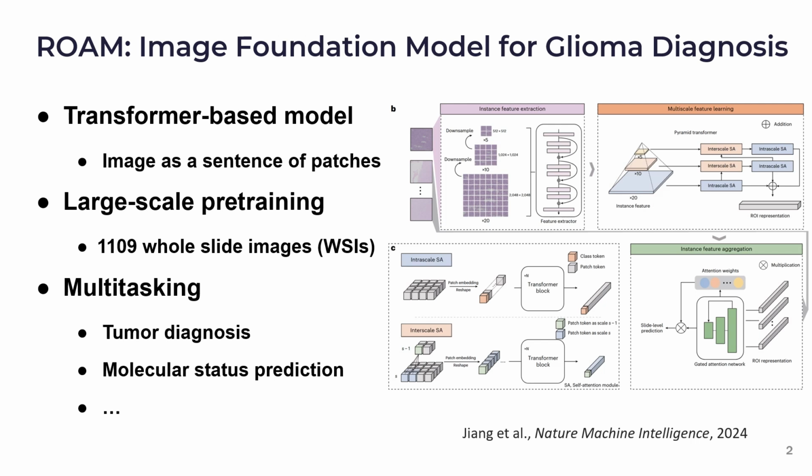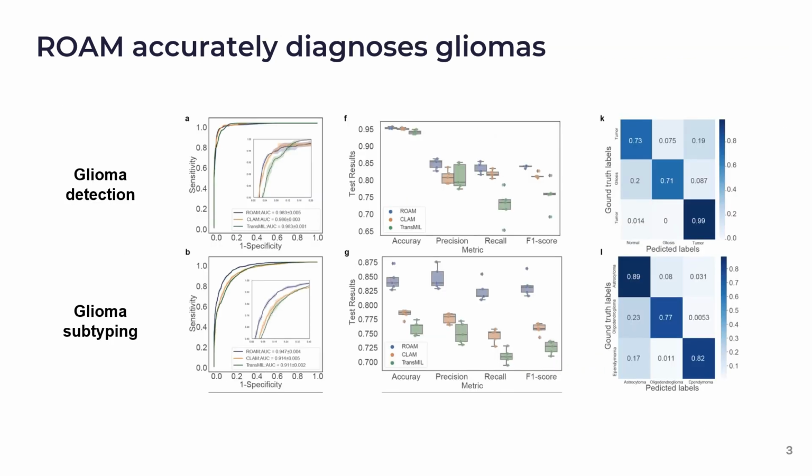By pre-training on large-scale whole slide image datasets, ROM is able to perform glioma diagnosis, molecular status prediction, and many more tasks, which we will introduce in detail in the coming slides. Here we demonstrate ROM's ability of glioma diagnosis on two critical subtasks: glioma detection and glioma subtyping. The glioma detection task is to distinguish between normal tissue, gliosis, and tumor, while the glioma subtyping is to classify glioma into three known subtypes.